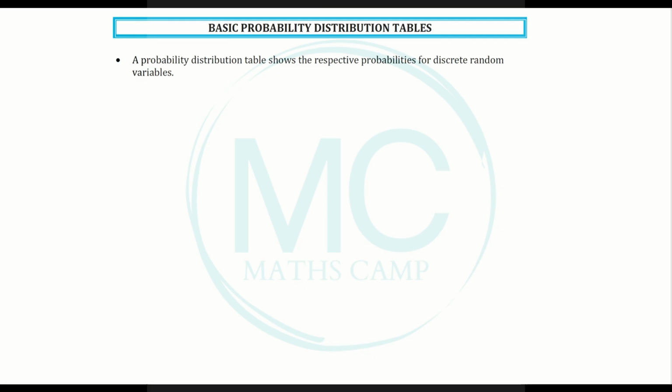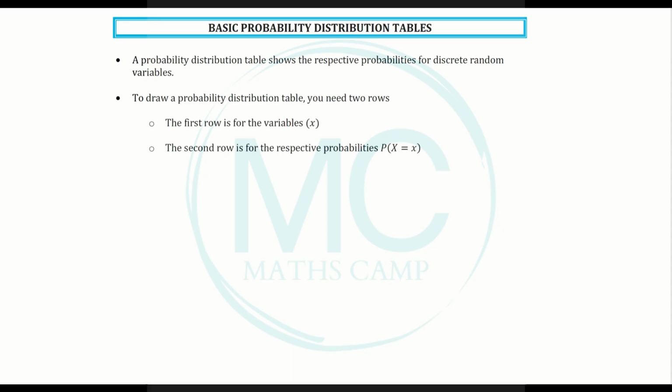A probability distribution table shows the respective probabilities for discrete random variables. Please don't let the phrase discrete random variables scare or confuse you. All this means is that the values are not grouped together. To draw a distribution table, you need two rows. The first row is for the variables x, and the second row is for the respective probabilities.